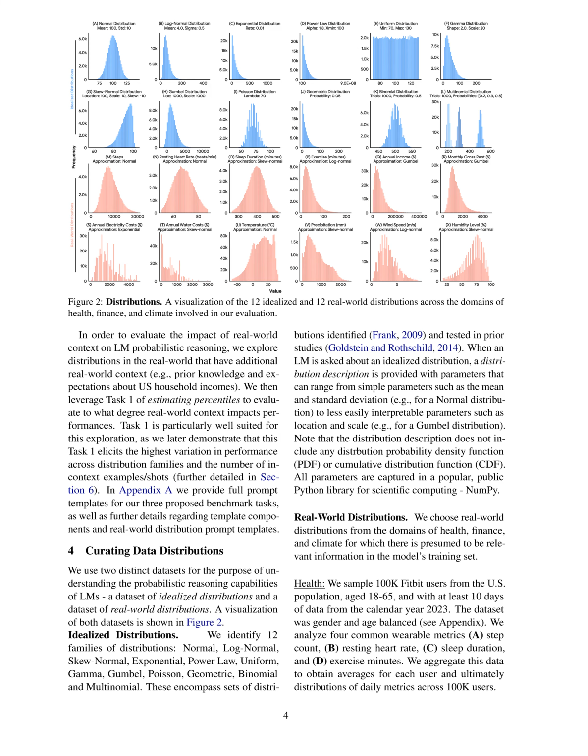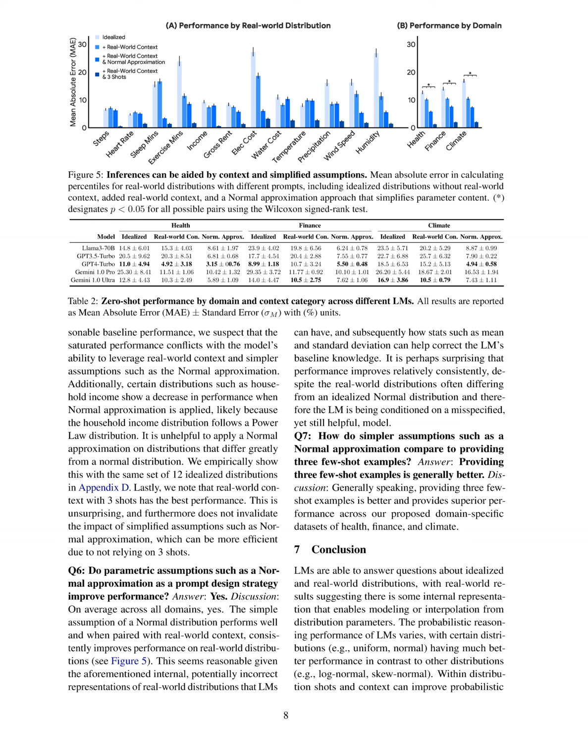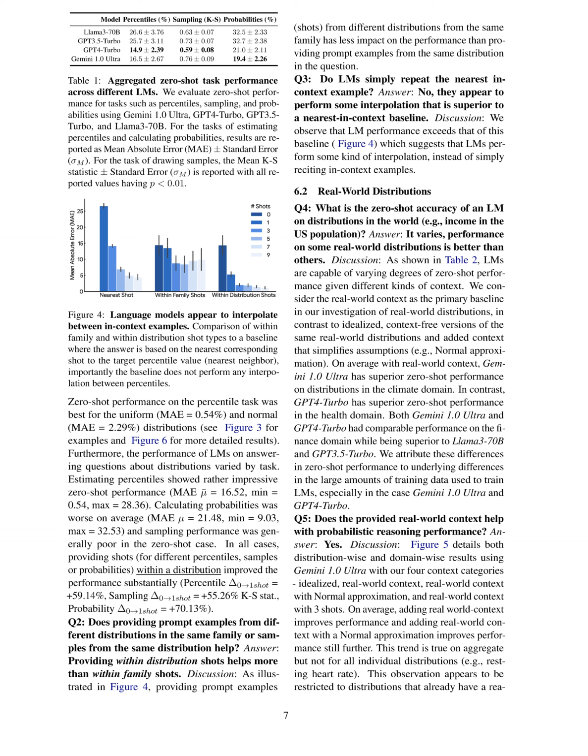The LMs were tested on 12 families of idealized distributions and real-world distributions from the domains of health, finance, and climate. The experiments included providing prompts with and without additional context, such as real-world information and simplified assumptions like a normal distribution approximation. The performance of the LMs was assessed based on their ability to accurately answer questions about distributions in a zero-shot manner and with the inclusion of different types of prompt examples.